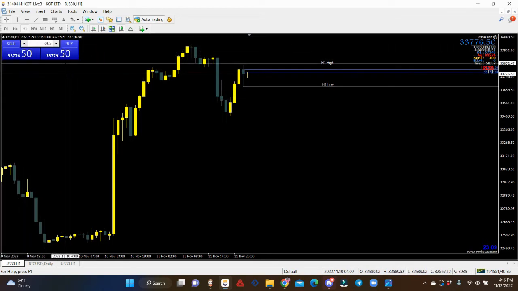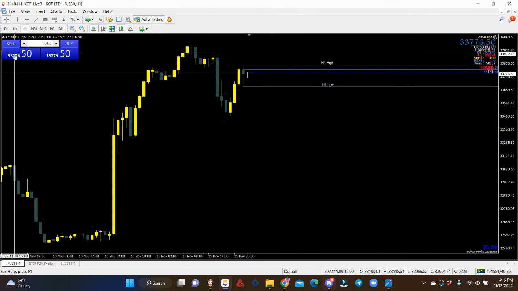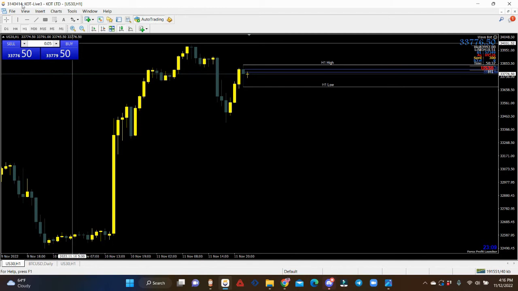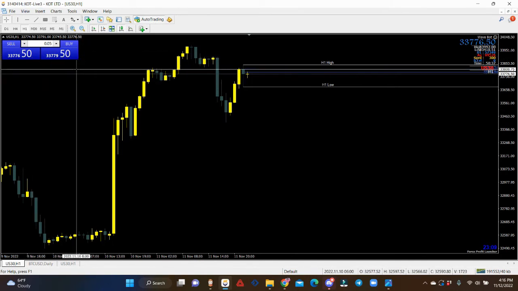Now, in order to place a trade, you can literally just click these two buttons. If I click this button, it's going to put me in for a buy. If I click this, it's going to put me in for a sell. Do this on your demo account first. Since this is my live account, I'm not going to click the buttons because that's going to be my real money that I'm currently risking.